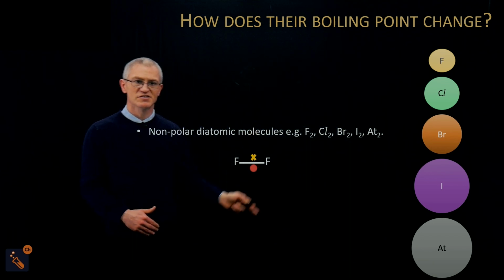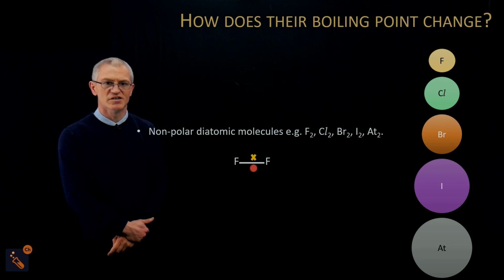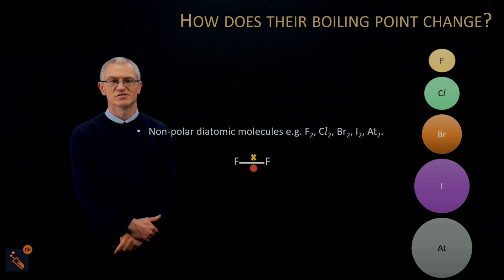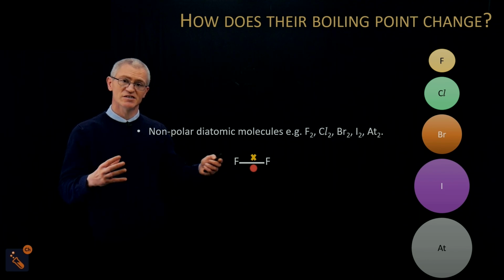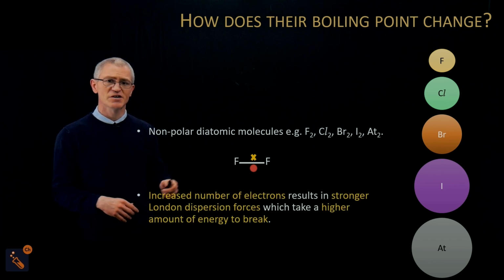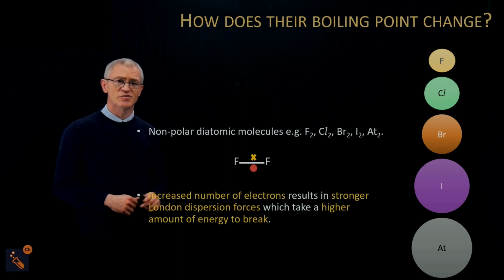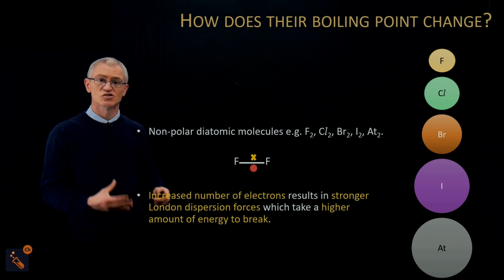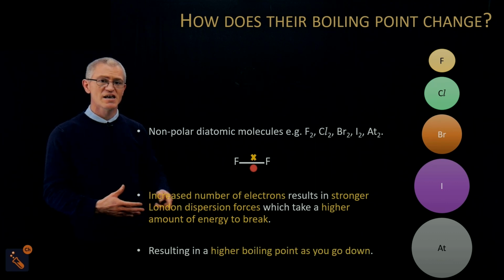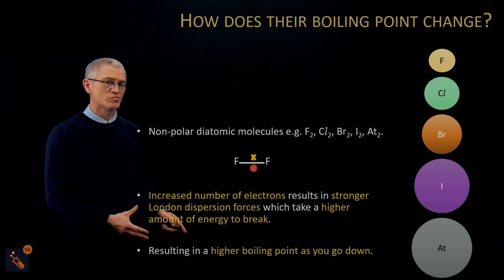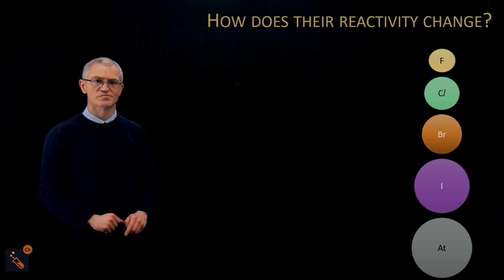Now, as you go down, you can see that the atom is getting larger and larger, which means you're adding more and more electrons. So the more electrons you have, the stronger the London dispersion forces, and the more energy it takes to break them. So if we go into our exam answer, increased number of electrons results in stronger London dispersion forces, which take a higher amount of energy to break. And that results in a higher boiling point as you go down.